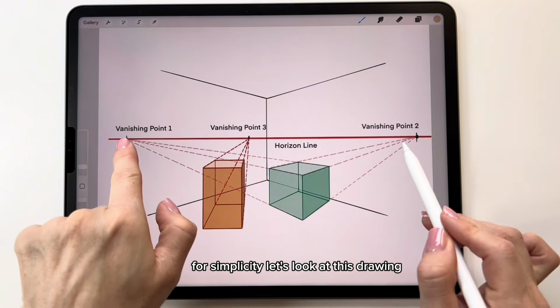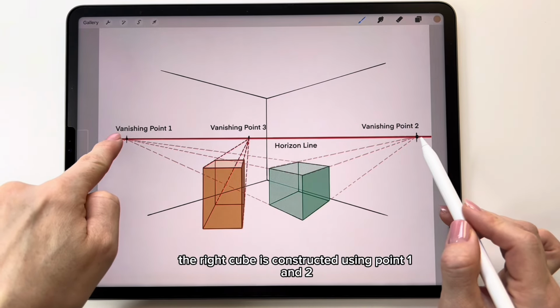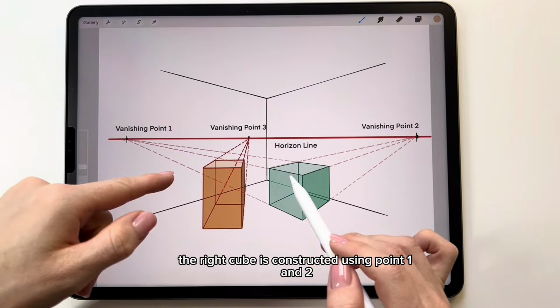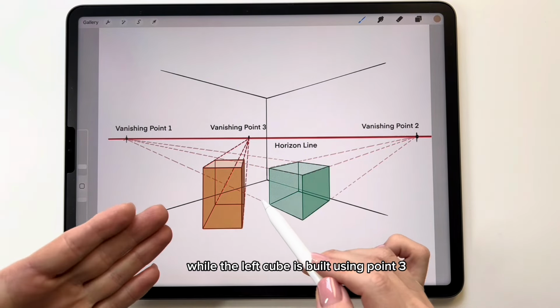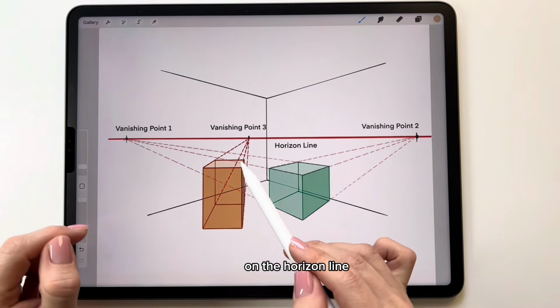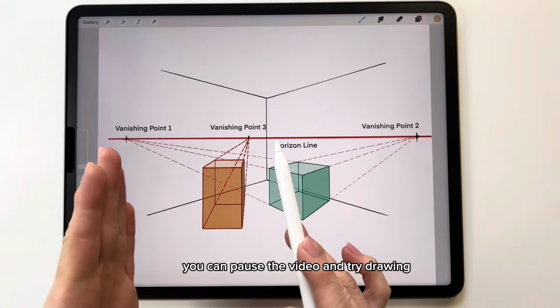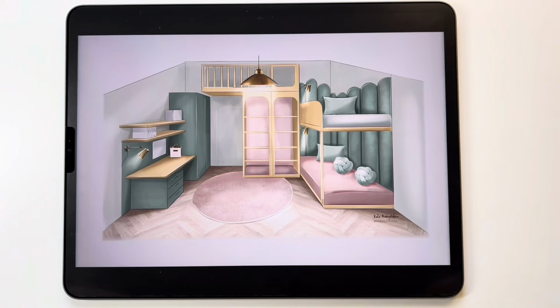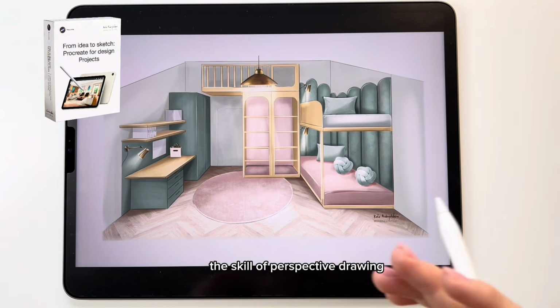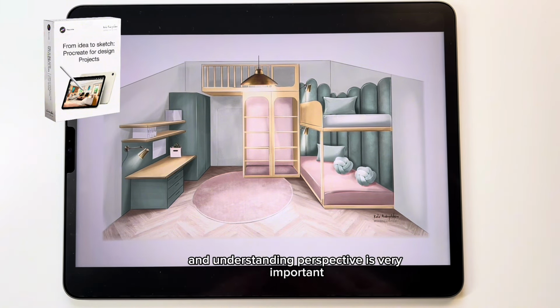For simplicity, let's look at this drawing. The right cube is constructed using point 1 and 2, while the left cube is built using point 3 on the horizon line. You can pause the video and try drawing cubes like this yourself. The skill of perspective drawing and understanding perspective is very important.